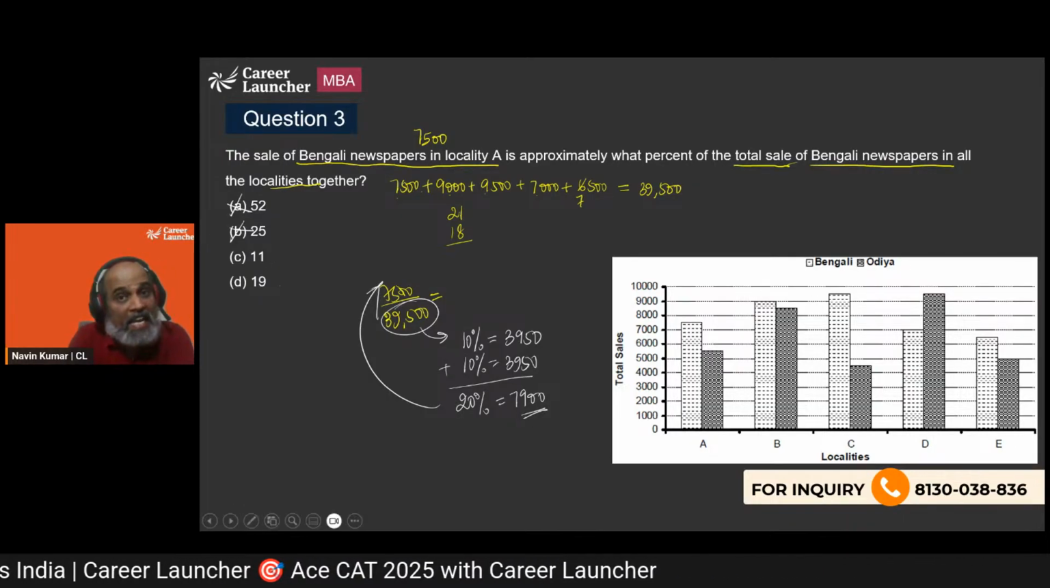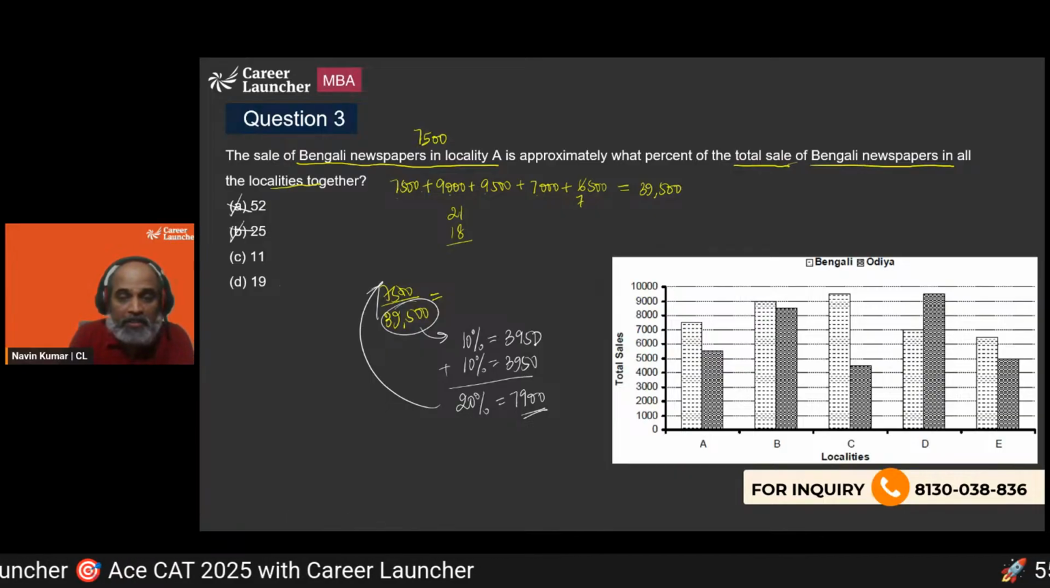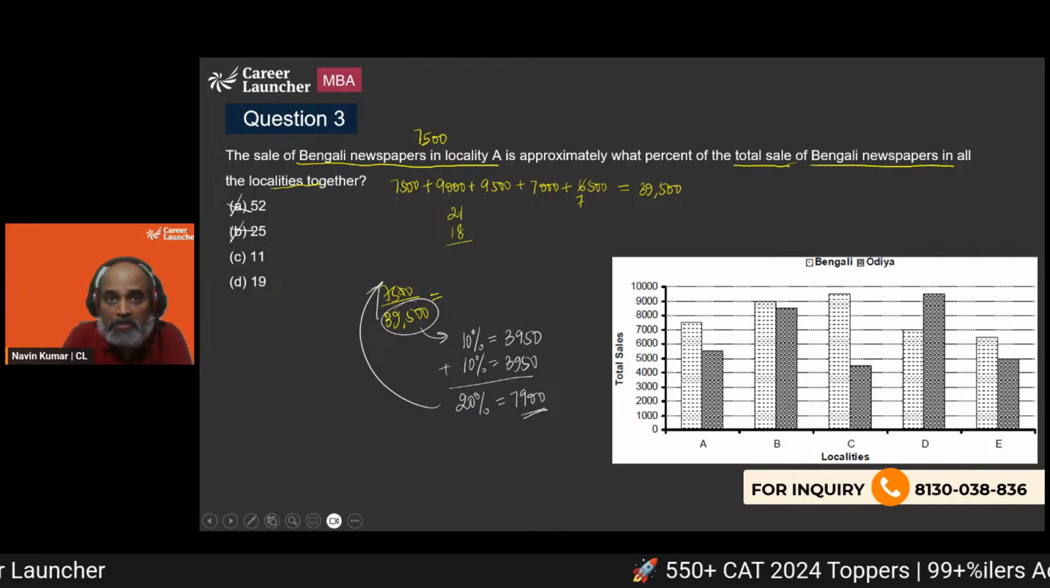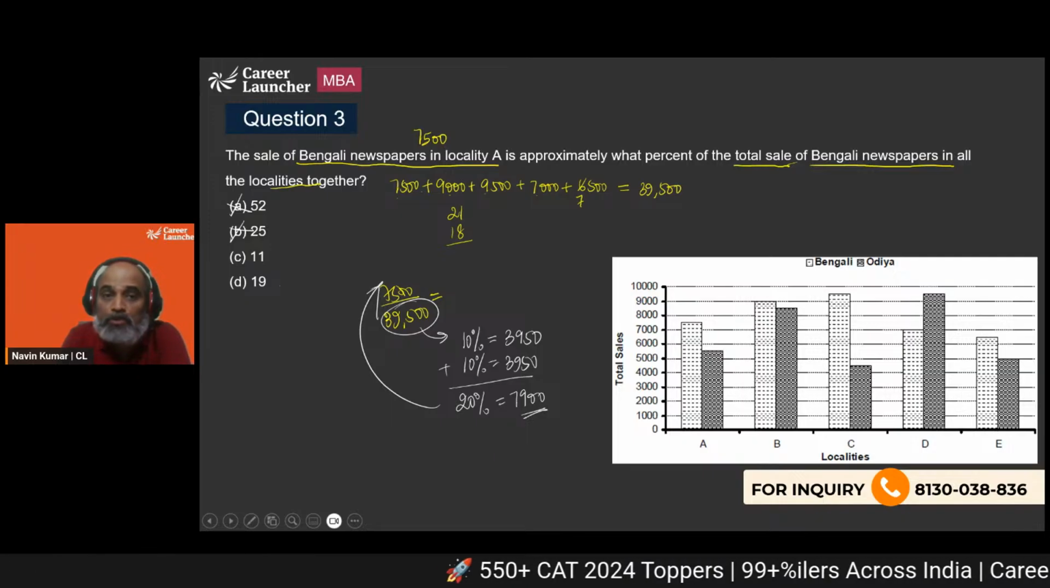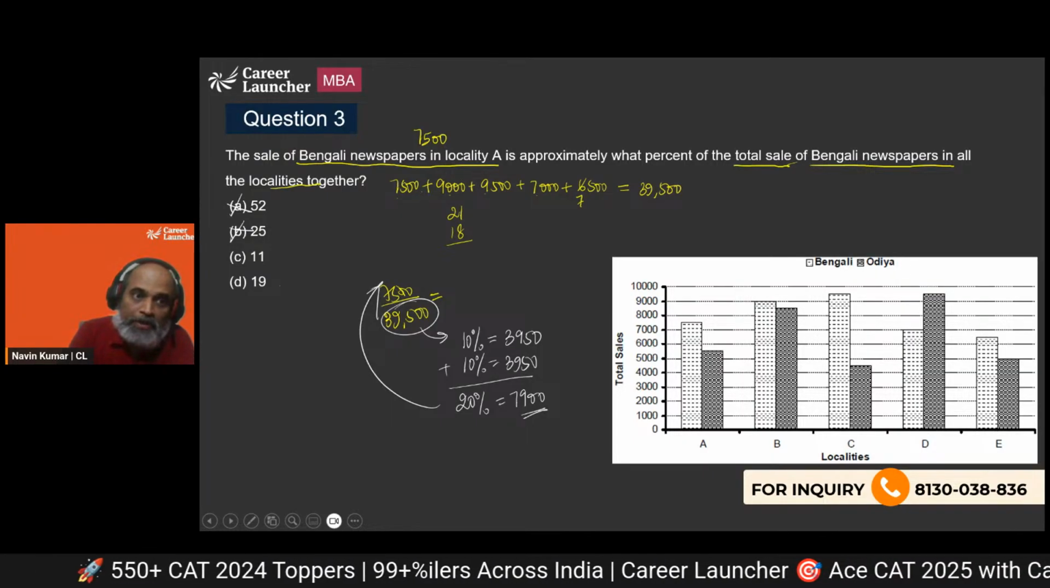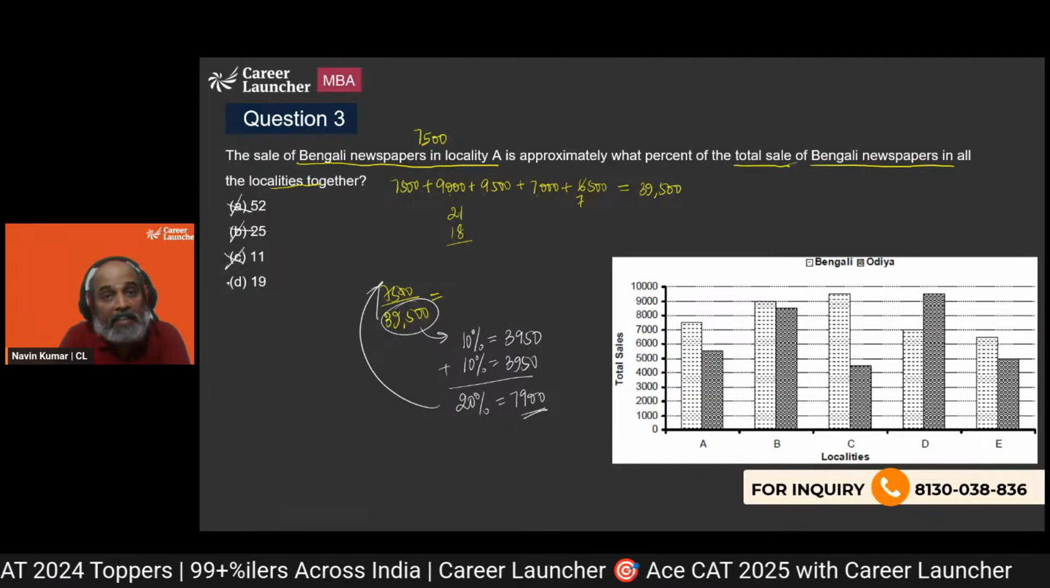But C says 11%. Now 10% is 3,950. 11% will not be 7,000, right? So it's rather closer to 20% rather than 10%. So 11 cannot be our answer. So only D makes sense.